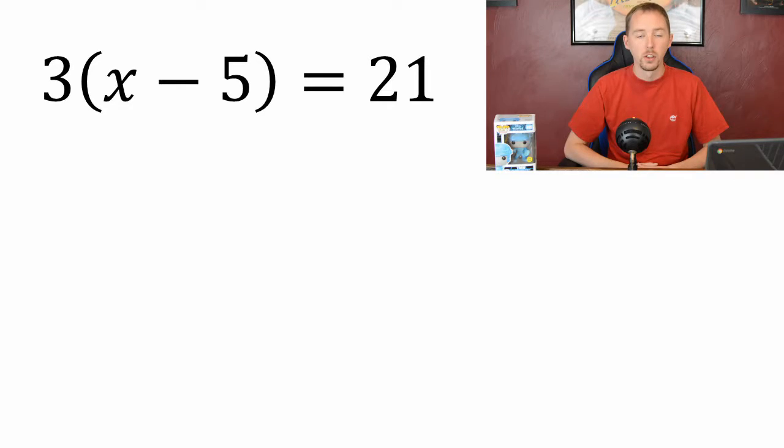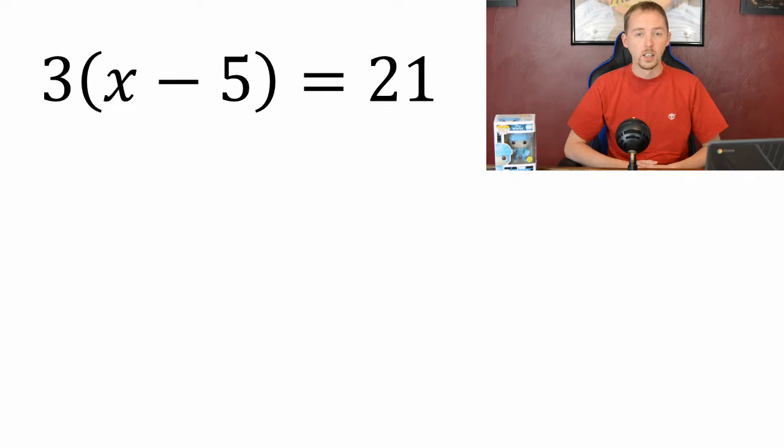So here we have 3 times the quantity x minus 5 equals 21. Now there are 2 ways to go about solving this particular example. The first way that we're going to talk about is using the distributive property. We see that number 3 outside the parentheses, and so the first thing that you should think is I need to distribute that 3 to everything inside the parentheses.